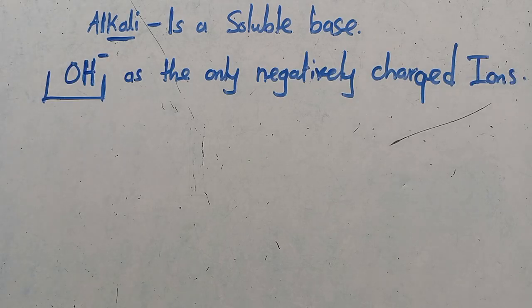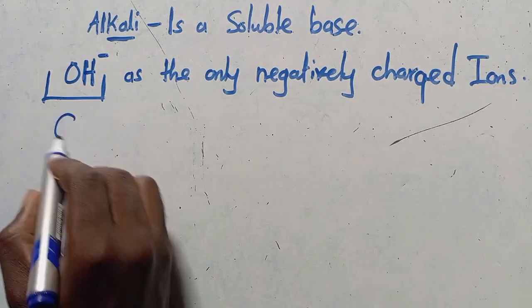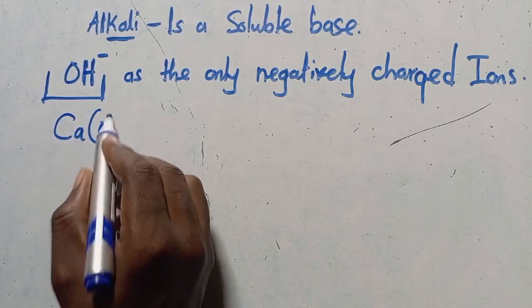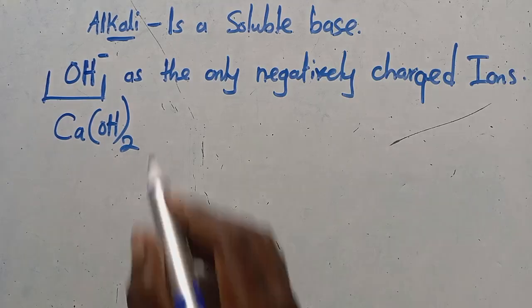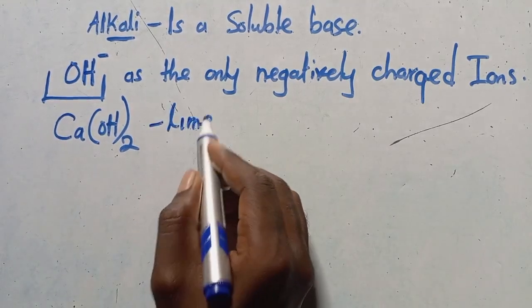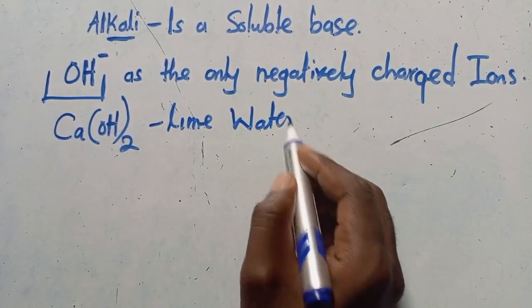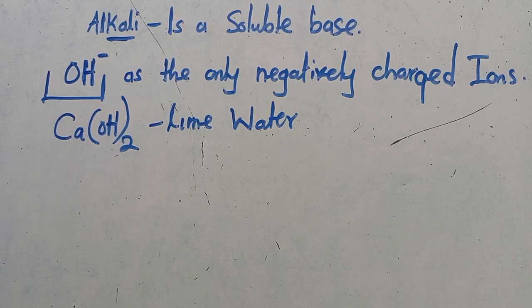I just want you to have a picture about this so that you may understand what I'm trying to explain in this particular lesson. So examples of alkali, we can talk of calcium hydroxide. Calcium hydroxide is an example of an alkali, and a special name given to this is lime water. This is what you are supposed to understand. So I want you to know this.